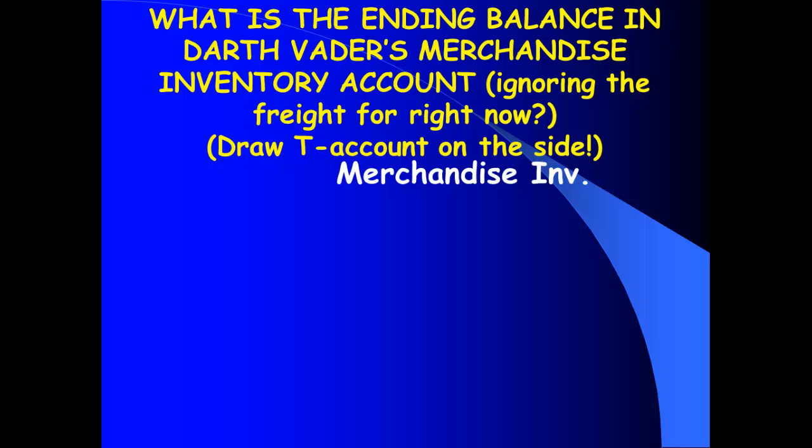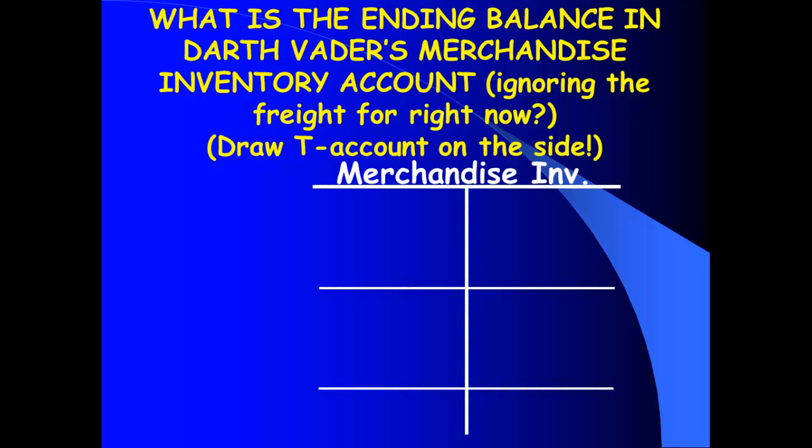Now, on the side somewhere, I would like for you to draw a T account because I want you to look at merchandise inventory and see what's happened in that account. Now, we're going to be looking at the buyer's books right now. The first transaction did what to merchandise inventory on the buyer's books? Debited it for $4,000. The second transaction did what to merchandise inventory on the buyer's books? Credited it for $800 to make it go down. So right now, my balance in merchandise inventory is how much? $3,200.